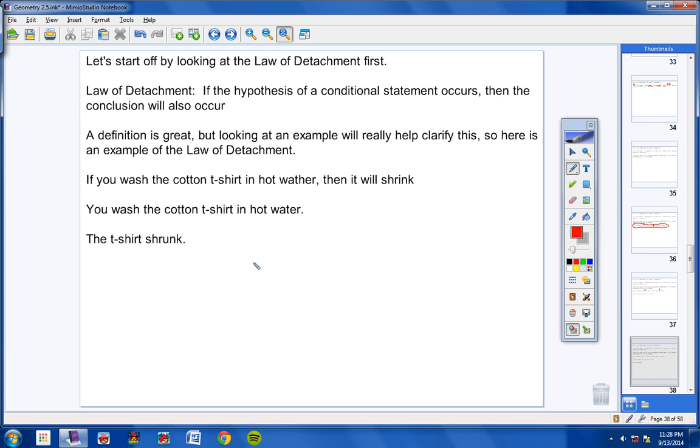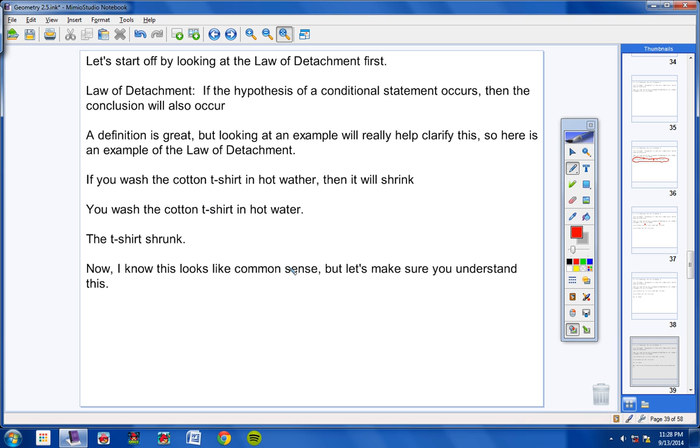It's that easy, guys. The law of detachment is simple. The law of syllogism is a little more difficult, but not much. Both of these laws are pretty simple. Here we go again. If you wash the cotton t-shirt in hot water, then it will shrink. Well, you did wash the cotton t-shirt in hot water, so the t-shirt shrunk. That's the conclusion. Okay? Pretty simple. Let's try another one. I know this looks like common sense, but I want to make sure you understand this. I would rather bore you than lose you.